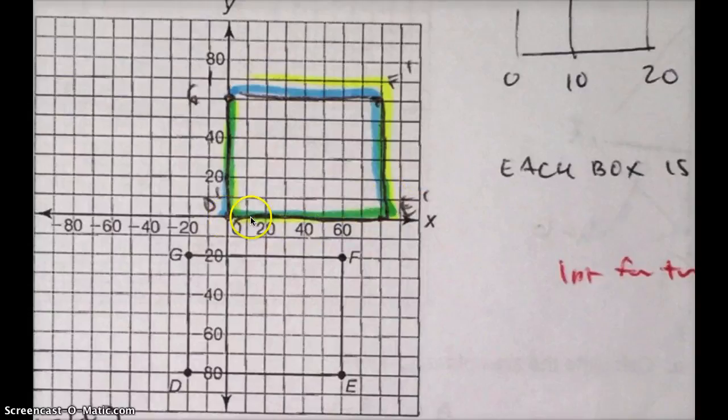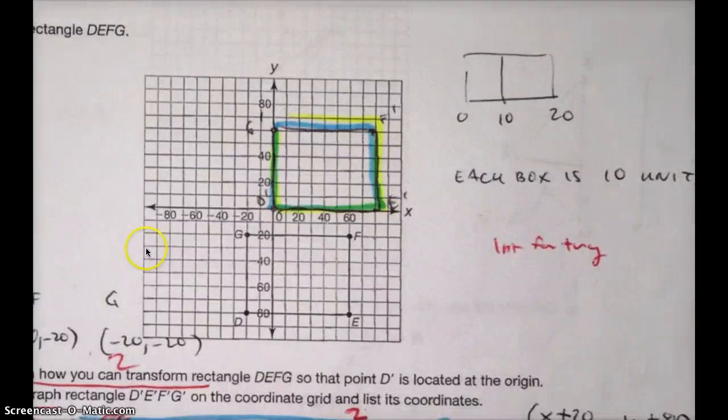Although this is 1 box, 2 boxes, 3 boxes, 4 boxes, 4, 5, 6, 7, 8. Okay. Here, the first number I see is 20. It's 20 after 2 boxes, which means that each box is worth 10 units. So as I'm analyzing this, I need to see that.